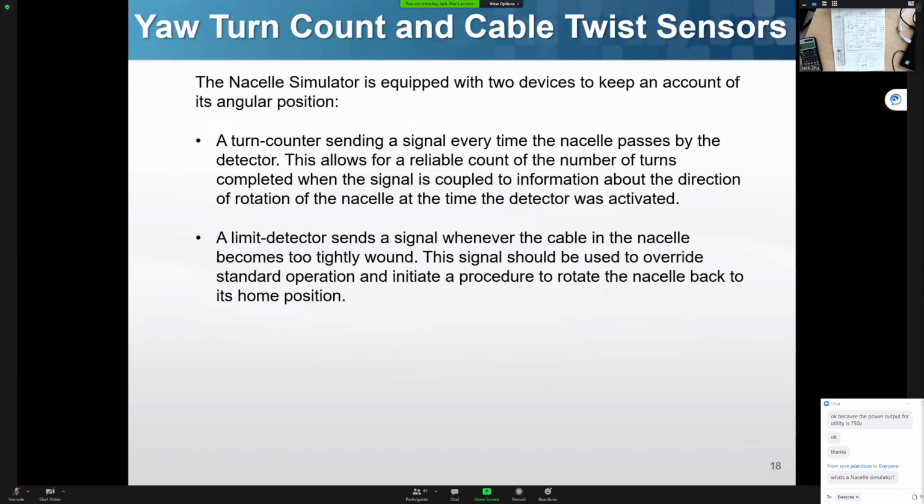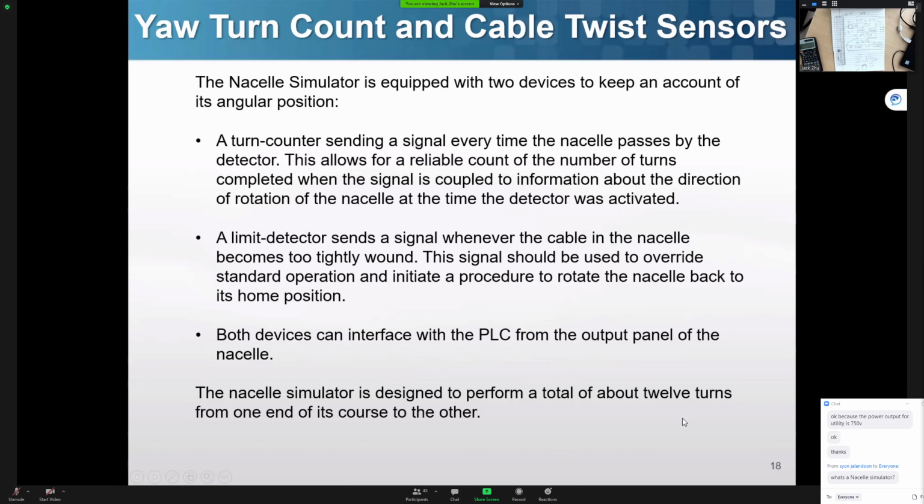It senses the tension on the cable. If the tension becomes too tight, it will also send the signal to unwind. It's all controlled by the PLCs, and here it tells you 12 turns is what they designed in there. In a real wind turbine, you can probably change in the PLC how many turns you allow to control those things.